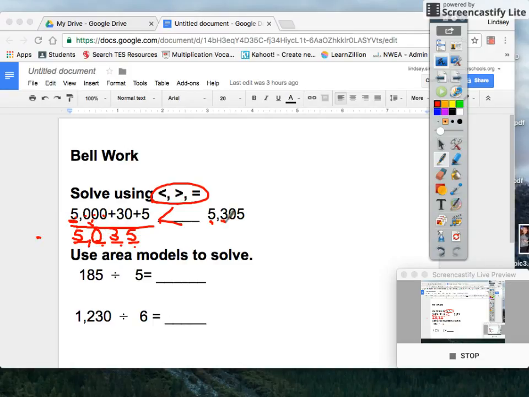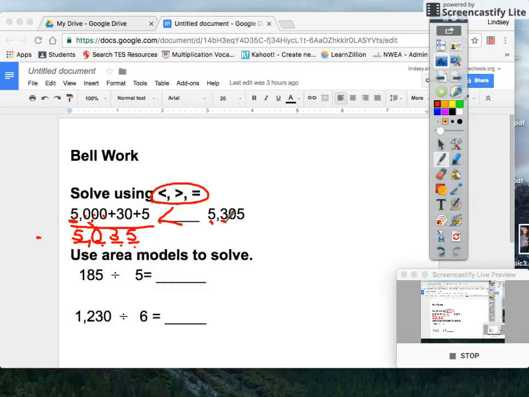All right. The next problem says use an area model to solve 185 divided by 5. The 185 here is called the what? Dividend. And the 5 is the divisor, and the answer is the quotient. That's right. Okay, so when I'm doing an area model, what is my first step that I need to do?